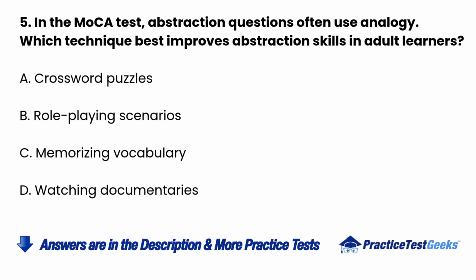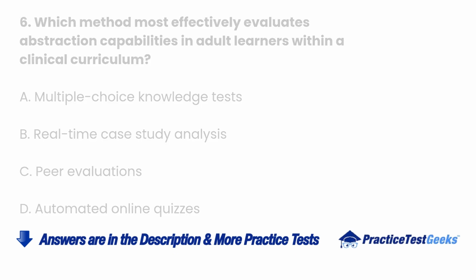5. In the MoCA test, abstraction questions often use analogy. Which technique best improves abstraction skills in adult learners? A. Crossword puzzles. B. Role-playing scenarios. C. Memorizing vocabulary. D. Watching documentaries.